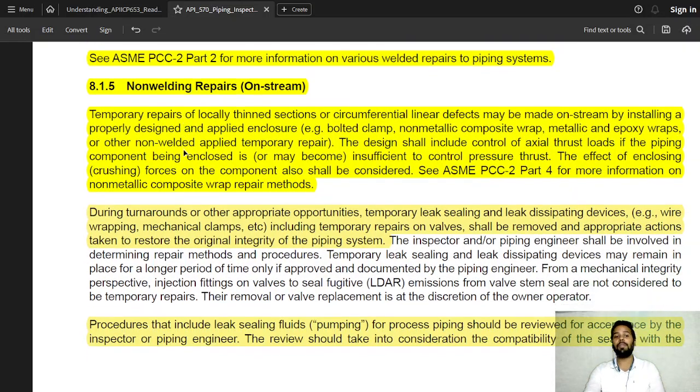Non-welding repairs on stream: the temporary repairs of locally thin sections or circumferential linear defects may be made on stream by installing a properly designed and applied enclosure. The design shall include the control of axial thrust loads. If the piping component being enclosed is insufficient to control the pressure thrust, the effect of the enclosing forces on the component shall also be considered. Again, see ASME PCC 2 part 4 for additional details on this.